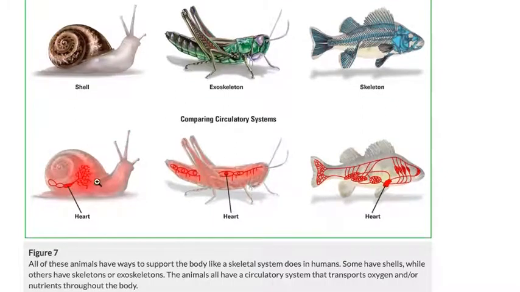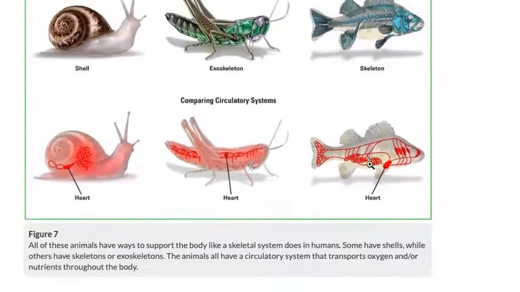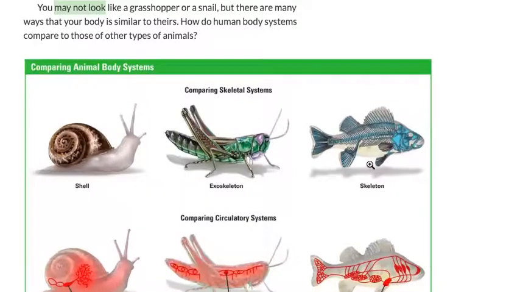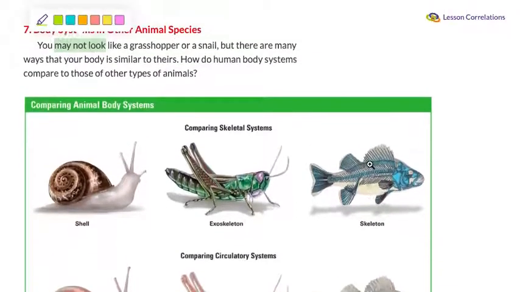And then when you think about their circulatory systems, it does the same function as it does for us. It's there to circulate the blood throughout their bodies, to deliver oxygen throughout their bodies and release carbon dioxide. So even though they look different than we do, they have similar body systems.